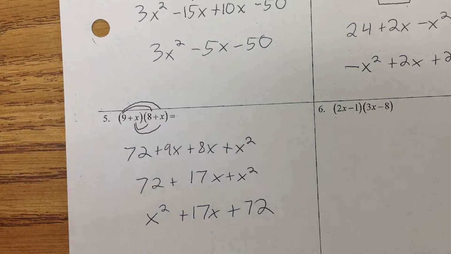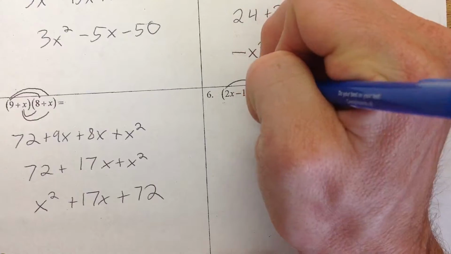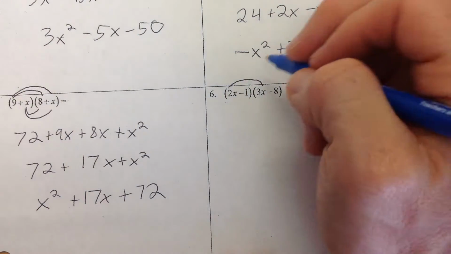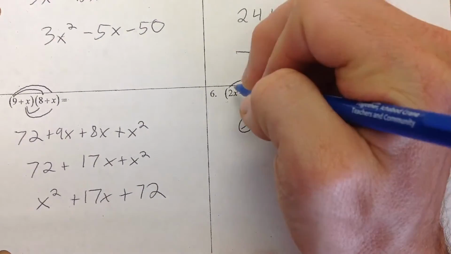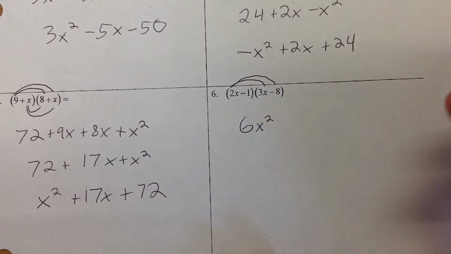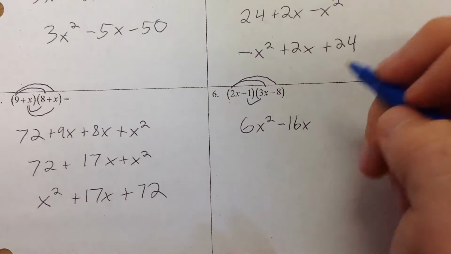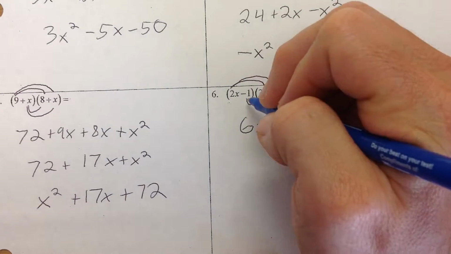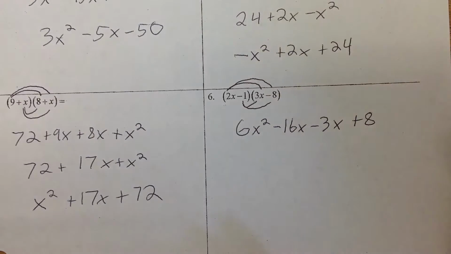Okay? Last one on the front here. And I hope at this point you're seeing that every single one of these is the same. We're using different numbers, there's different signs, but the procedure is the same every time. So 2x times 3x, well 2 times 3 is 6, x times x is x squared. 2x times negative 8 is going to be minus 16x. Negative 1 times 3x is going to be minus 3x. Negative 1 times negative 8 is going to be positive 8.